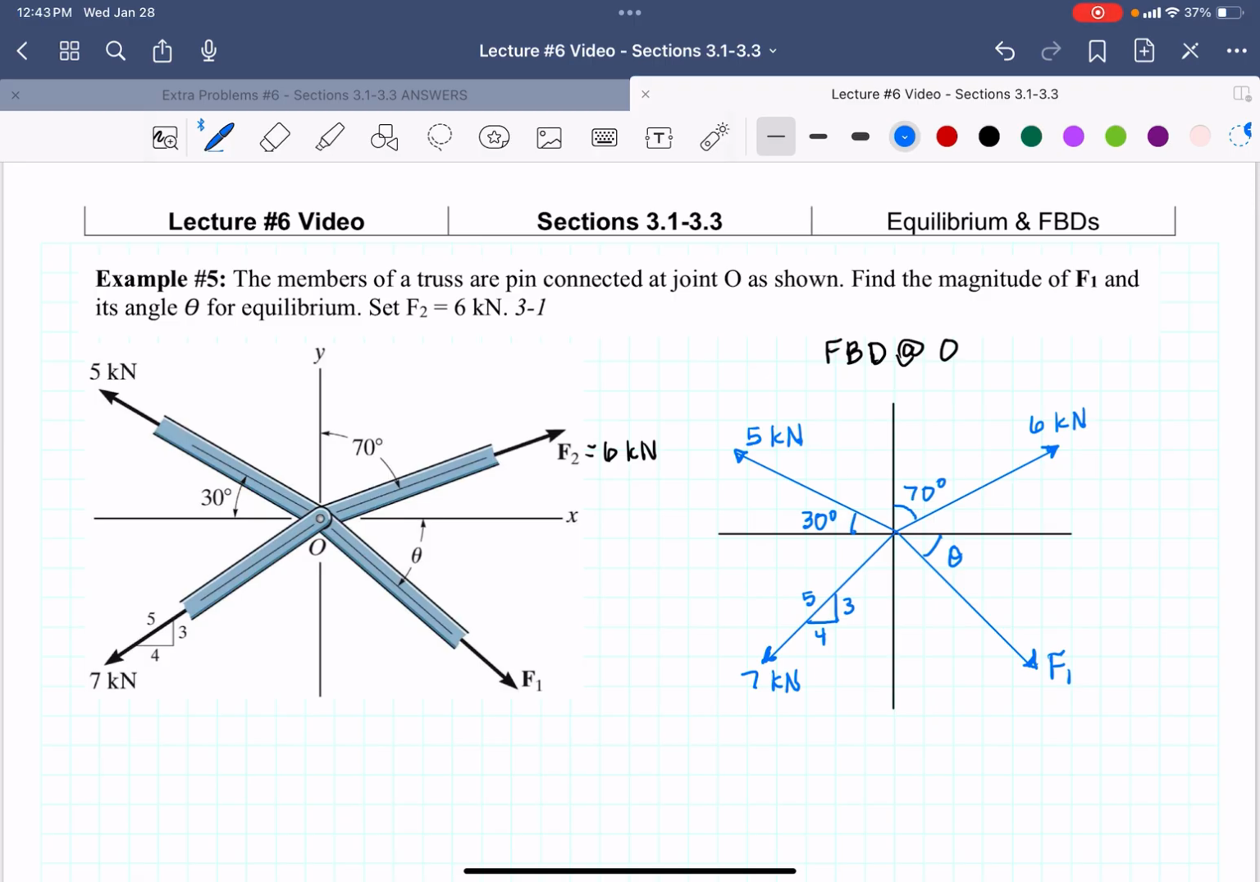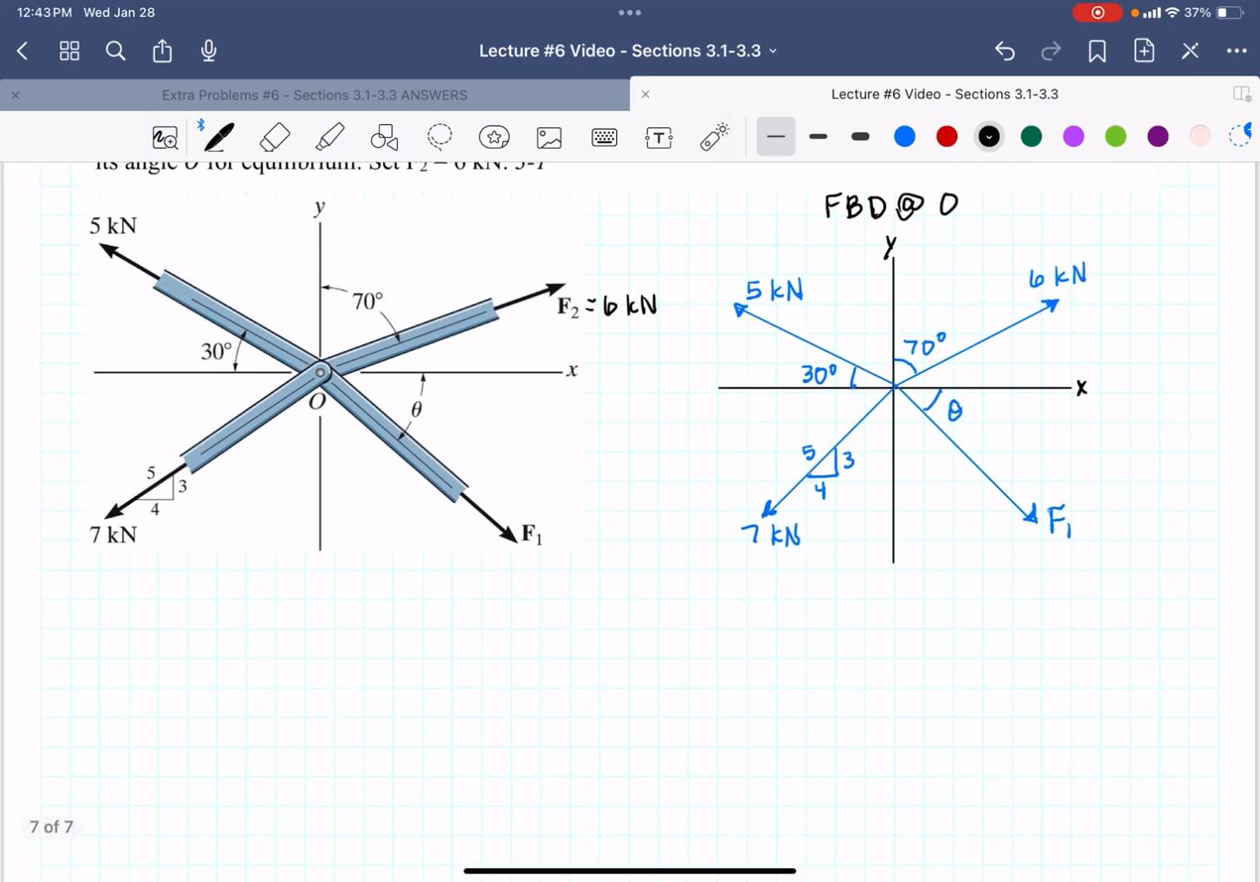So to do this, I'm going to use my equations. It doesn't matter which one we start with because either way we're going to have two unknowns in every equation because we don't know theta and we don't know F1. So it doesn't matter if we start with X or Y. So I'm just going to start with X. You can start with Y. It'd be the same problem. We're going to have to do substitution into the other equation to find the answer. So I'm going to start with my X.